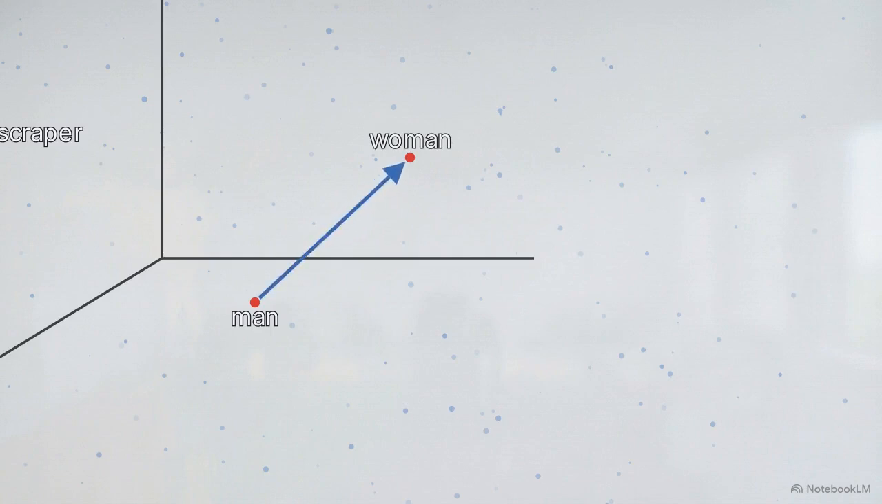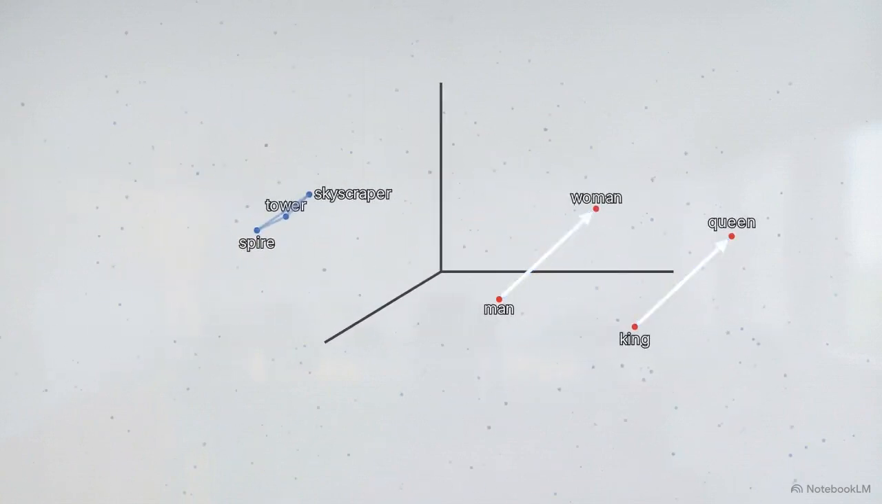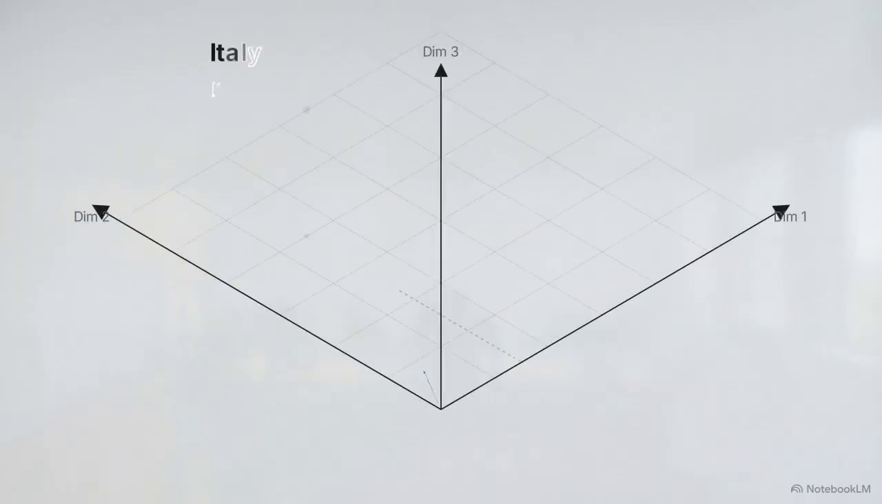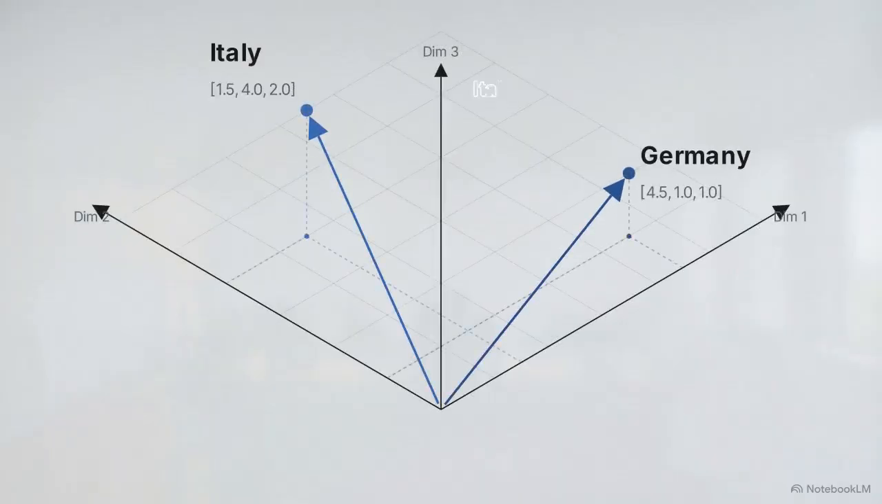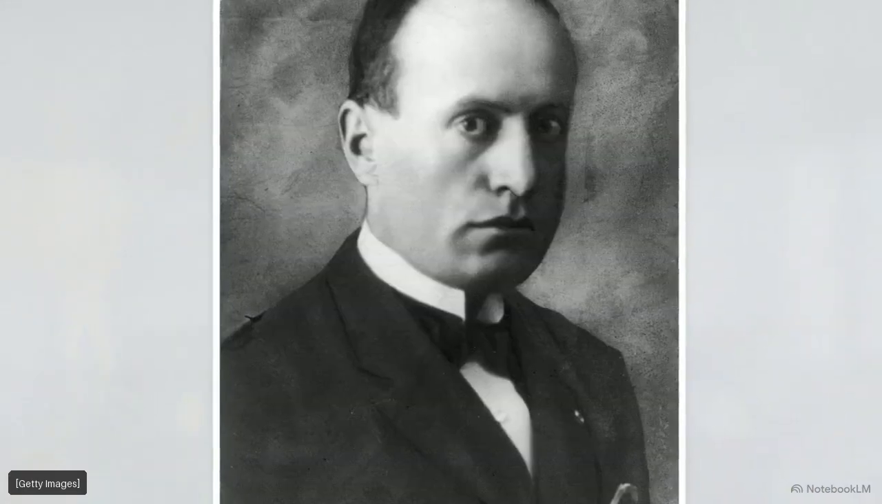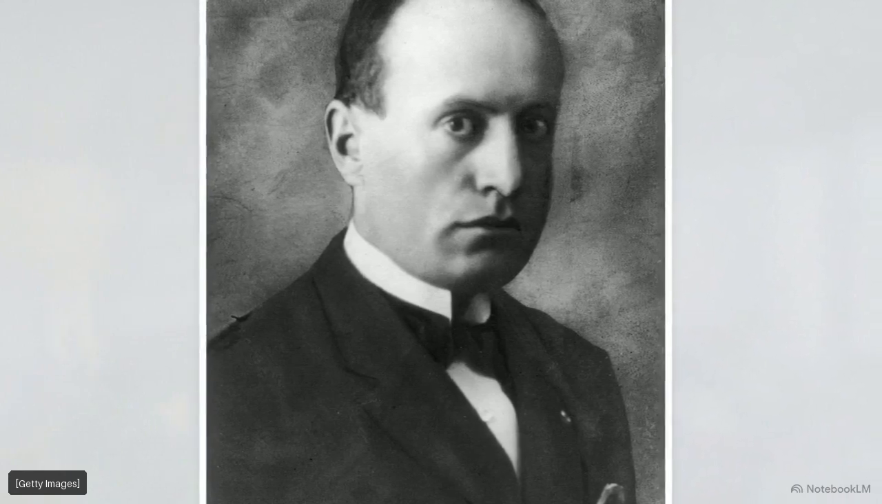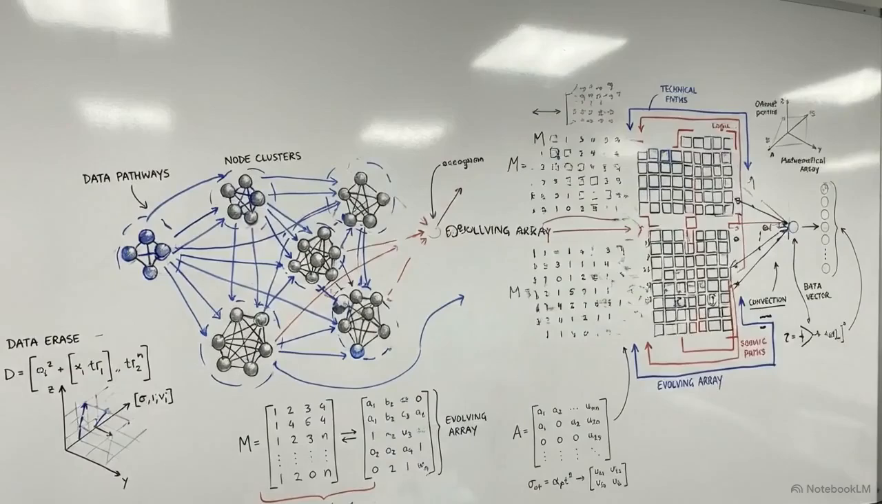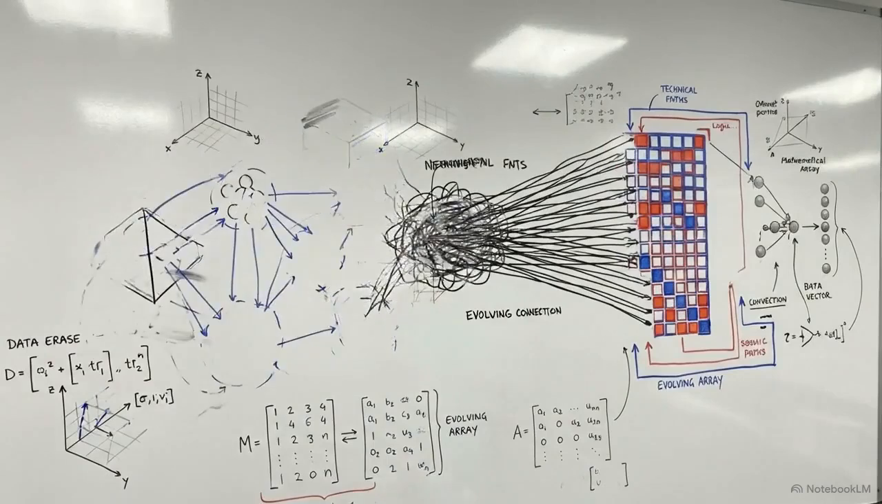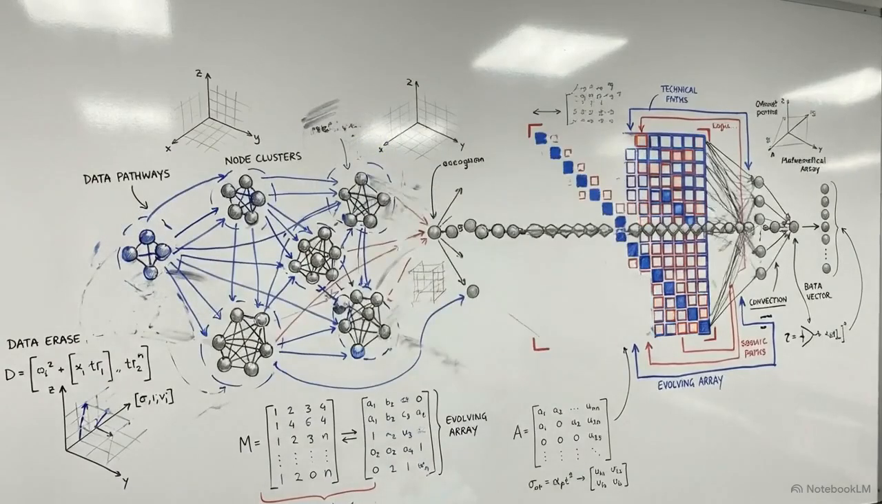Take the vector connecting man to woman. Slide that same arrow over to king, and the tip points directly to queen. Direction itself encodes gender. During training, the model absorbed incredibly specific historical patterns and mapped them geometrically. If you take the spatial coordinate for Italy and you mathematically subtract the coordinate for Germany, and then add the embedding vector for Adolf Hitler, the resulting math points directly to the coordinates for Benito Mussolini. The machine completely lacks a biological understanding of history or language. It possesses only a flawless, multidimensional map of how human concepts relate in space.